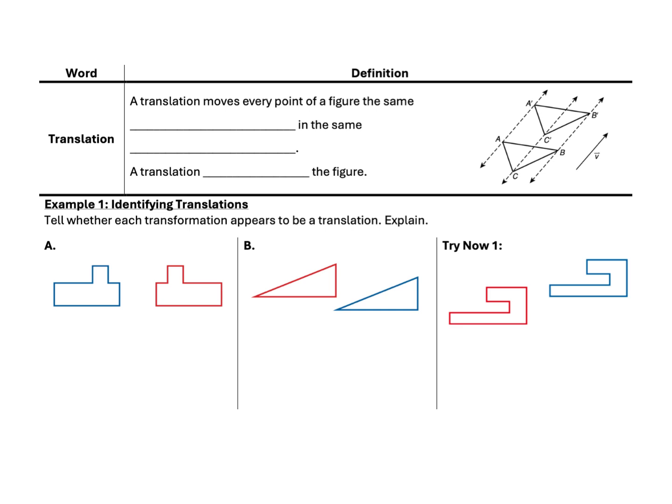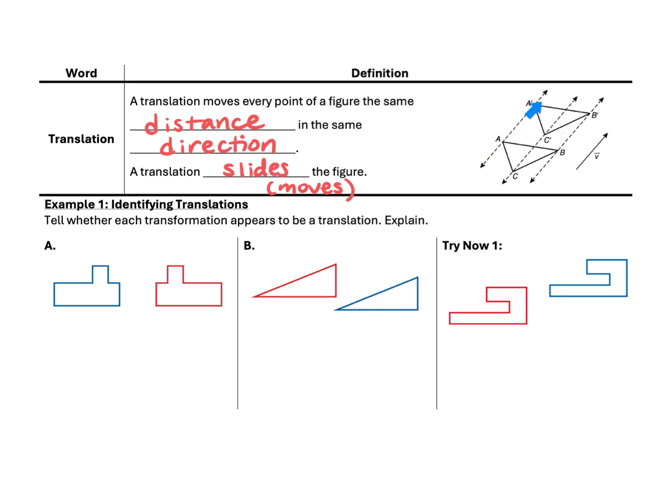A translation is a transformation that moves every point of a figure the same distance in the same direction. A translation slides the figure. All it does is it moves it to a new spot. You can see an example of a translation right here. Triangle ABC maps to triangle A prime, B prime, and C prime.